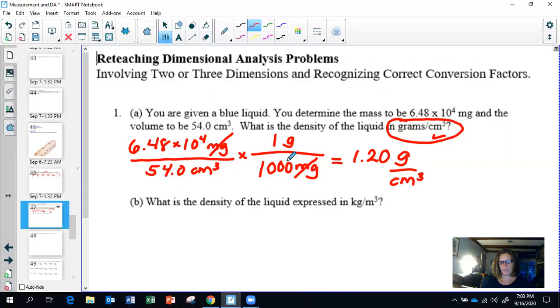like a one-step problem. Now, in part B, we're going to take this liquid and express it in kilograms per cubic meter. Okay, so you can start with this number, 1.20, because that's the density that we calculated in the previous step. So 1.20 grams per cubic centimeter. And then we need to use conversion factors to get to kilograms per cubic meter. So you want to pause the video now and turn your grams into kilograms.